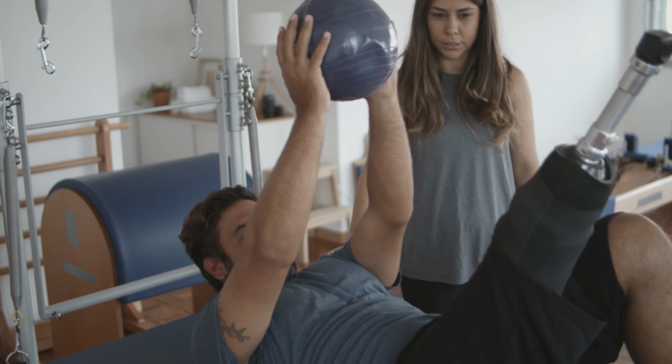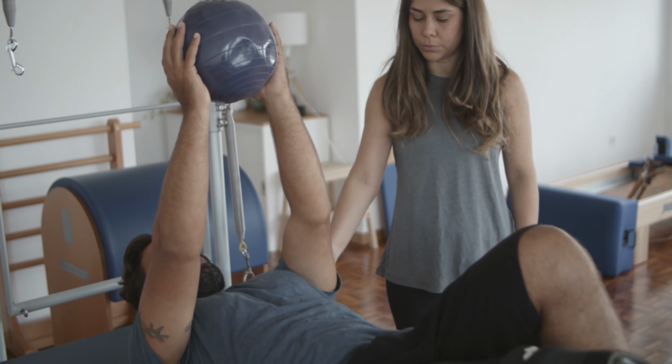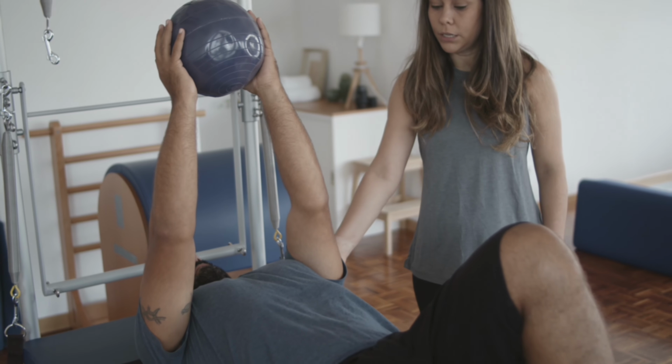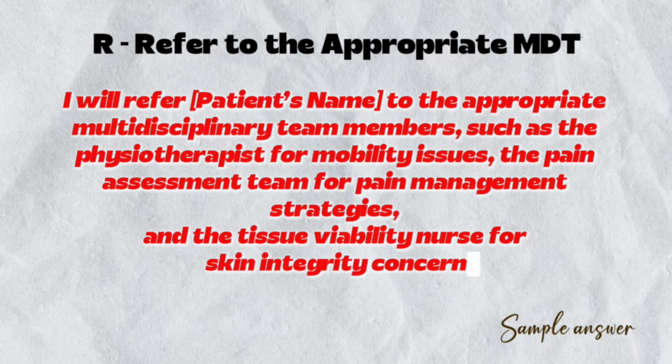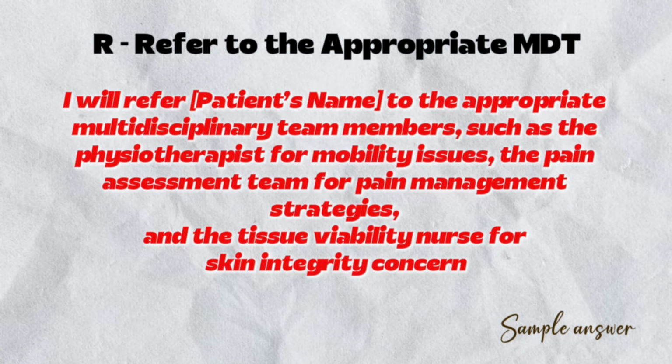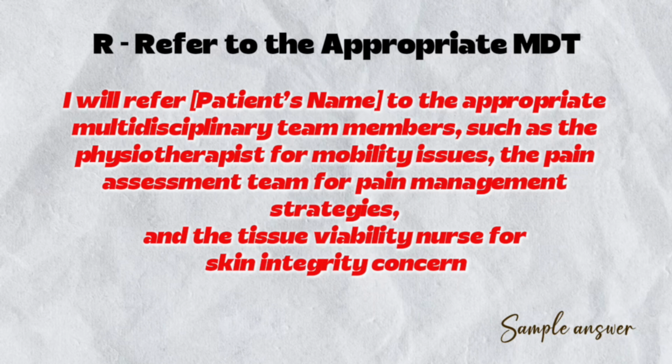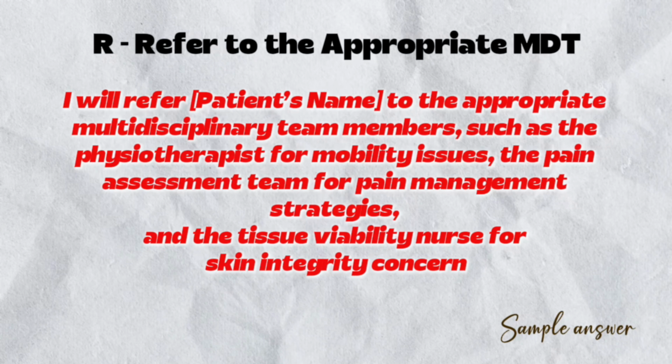If it has to do with physio or mobility, you could also look at physiotherapists and also maybe the occupational therapist. You're also going to refer to nutritionists if it has to do with diet. You're going to refer to the required MDT, which is appropriate. So R stands for referring to the appropriate multidisciplinary team, and you know which one you are dealing with. An example would be, I will refer the patient to the appropriate multidisciplinary team members such as the physiotherapist for mobility issues, the pain assessment team for pain management strategies, and a tissue viability nurse for the skin integrity concern.